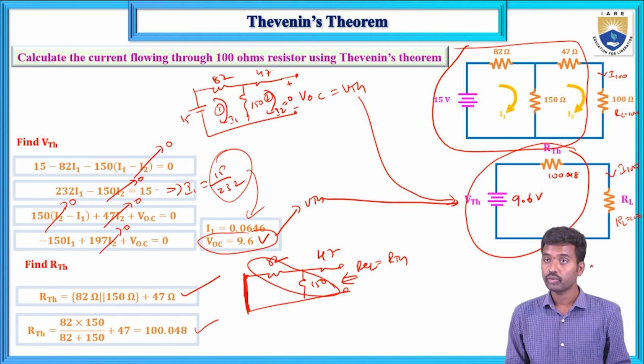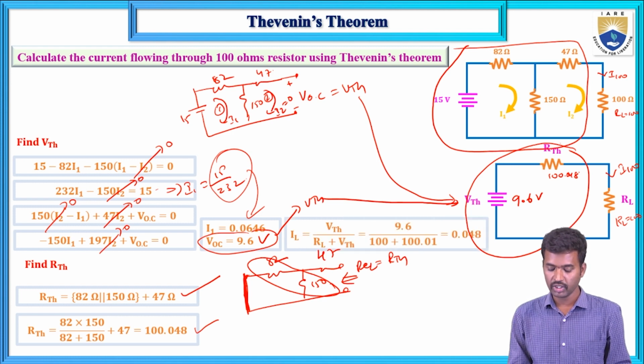Now we have a single voltage source, a single resistance and the load resistance. Then we can calculate the current flowing through this RL value of 100 ohms by applying a simple KVL equation. So in that case IL equals VTH divided by the total resistance, VTH by RL plus RTH. This is not VTH, this is RTH.